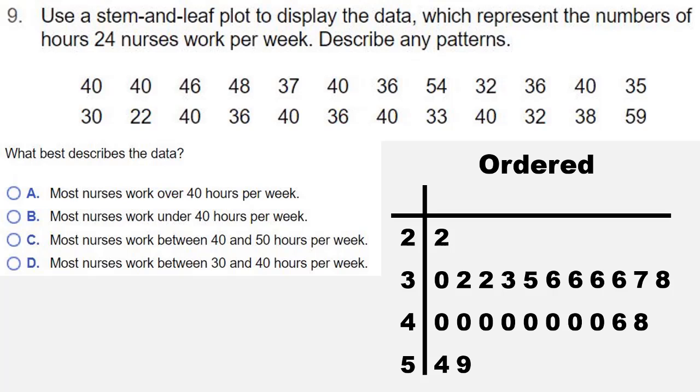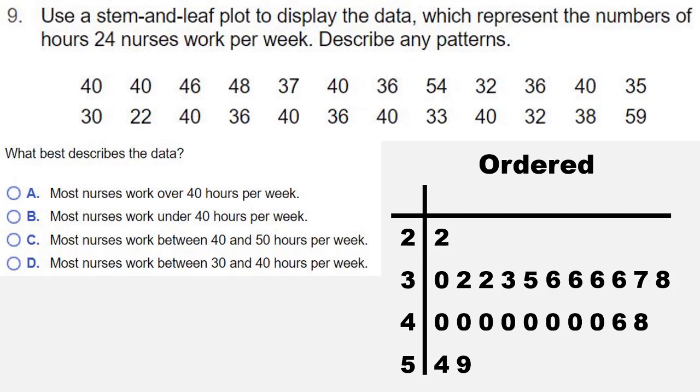Most nurses work under 40 hours per week. So that would be from 0 to 39. There are 12 data values that are from 0 to 39, but there are also 12 data values that are 40 and above. So that's not most, that's exactly half. Most nurses work between 40 and 50 hours. So between 40 and 50 hours, we have 10 data entries, all the values from 40 to 48, and that's not most. So most nurses work between 30 and 40 hours per week.